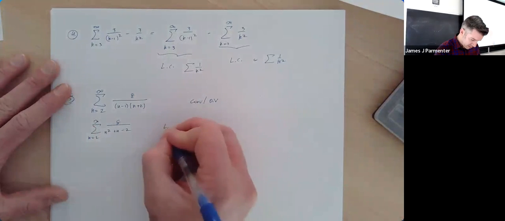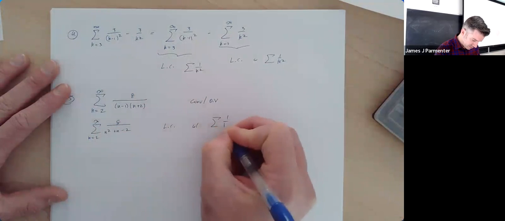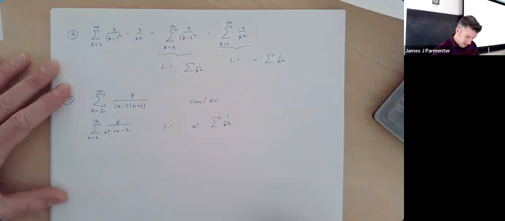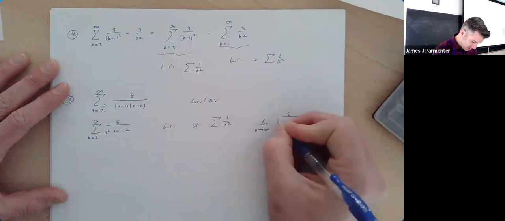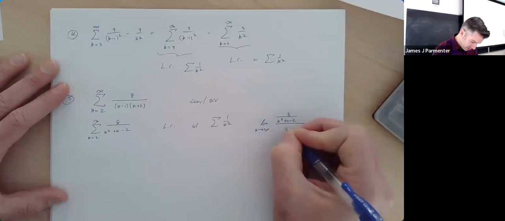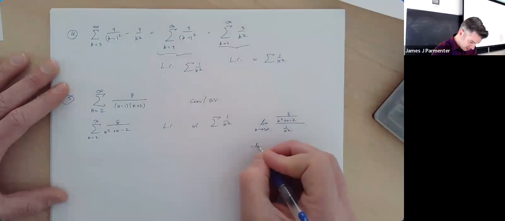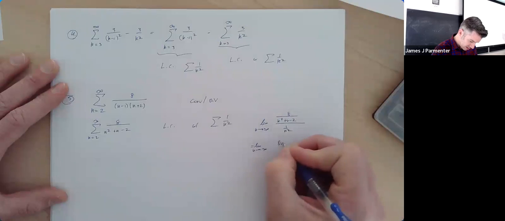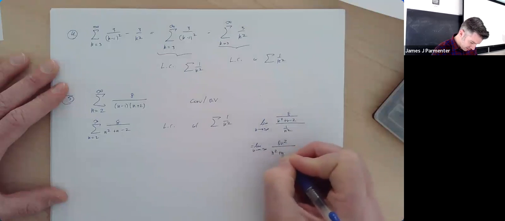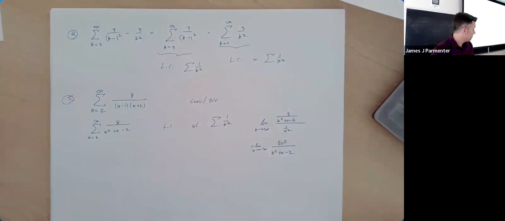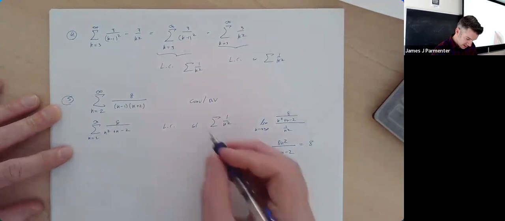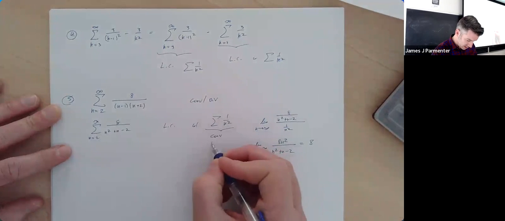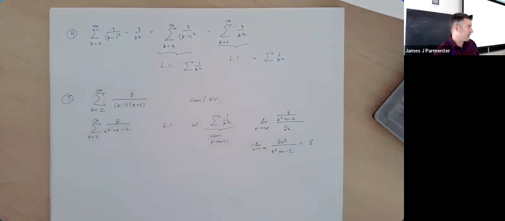I would say, okay, great. Limit compare with this. And then I'm going to say, okay, well, the limit as n goes to infinity of the unknown thing over the known thing. Well, that's going to be the limit as n goes to infinity of 8n squared over n squared plus n minus 2. And what's that limit? 8. And 8 is not 0 and it's not infinity. So whatever this does, that also does. And since this is certainly convergent as a p-series, this also converges by limit comparison.